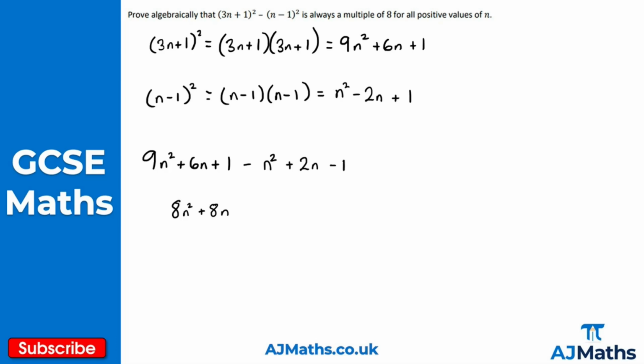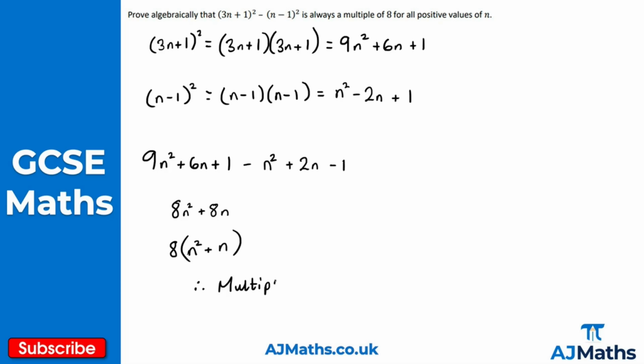Now, because we want to show that this is a multiple of 8 for all positive values of n, we should be able to factor an 8 out. And clearly we can if we look at this expression here. We can factor an 8 out. We get 8 lots of n squared plus n there. So therefore, this is a multiple of 8.